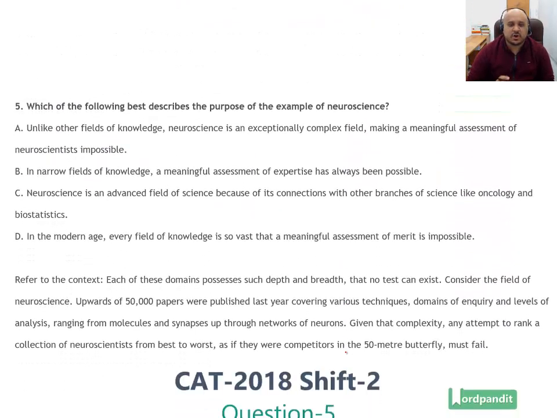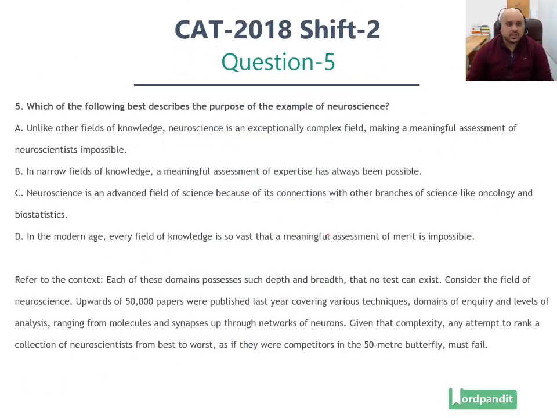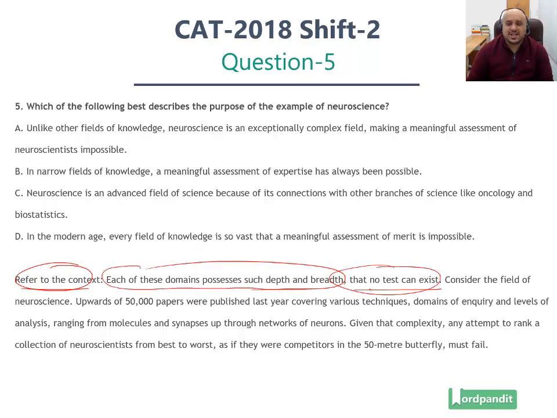What is our specific context here? What is the context that we are dealing with? The context very specifically states each of these domains possesses such depth and breadth that no test can exist. So he's talking about the different domains. So for example, you require experts from different domains. You look, for example, dealing with the problem of obesity. You need infrastructure experts, media experts, psychology experts, sociology experts, nutritionists, so on and so forth. Now he's saying each one of these domains, it possesses such depth and breadth that no test can exist for it. Consider the field of neuroscience.